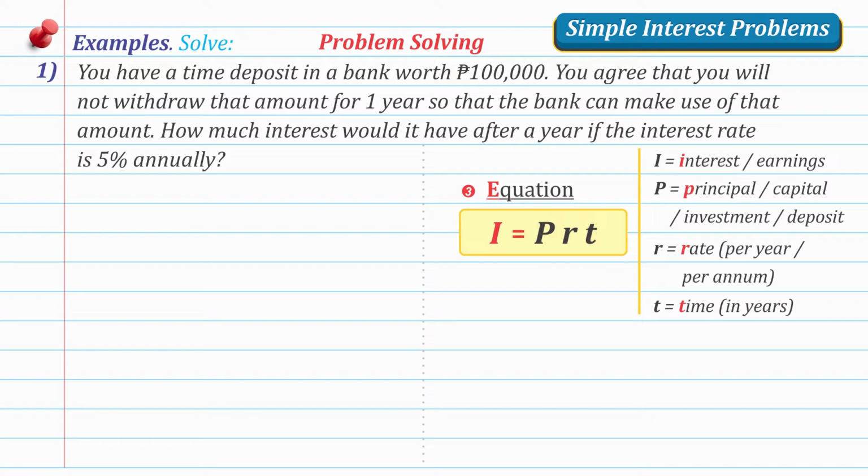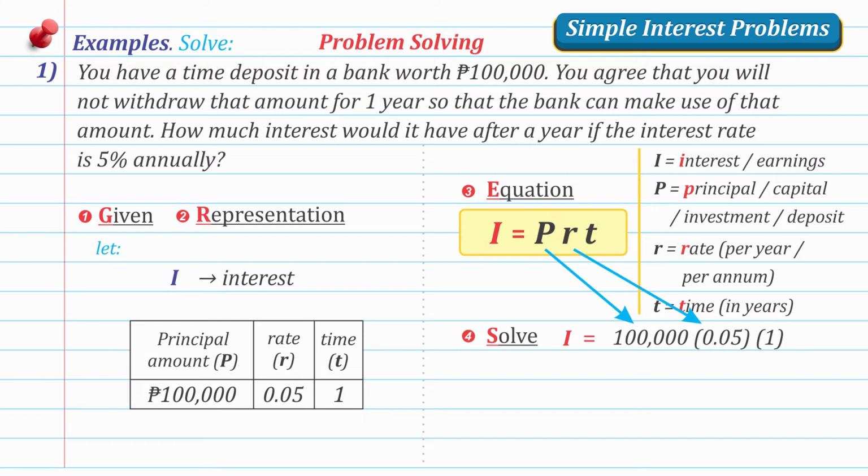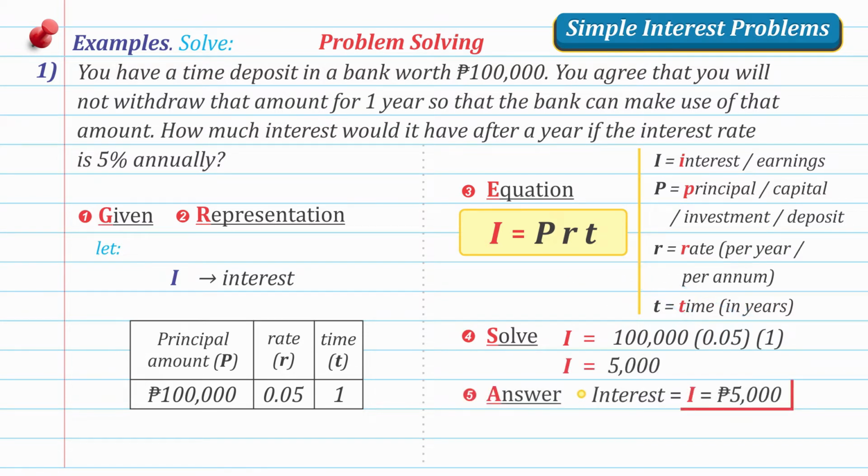So going back to our problem, we can better solve this if we organize it using a table. We have the principal amount or deposit at 100,000. The annual rate or rate per year is 5%. And the time is 1 year. Now, to compute the interest or earnings after a year, we simply multiply P, R, and T. Thus, the time deposit will earn 5,000 pesos.